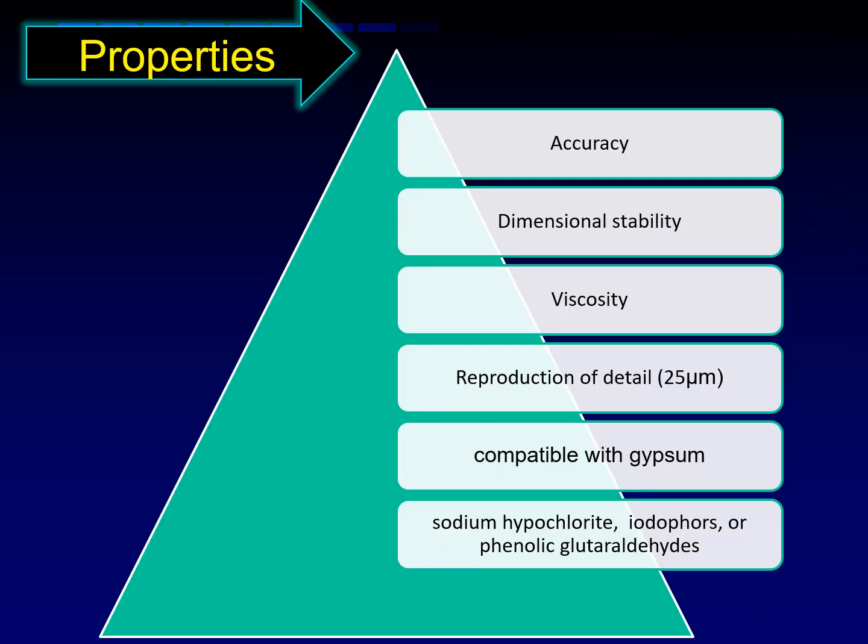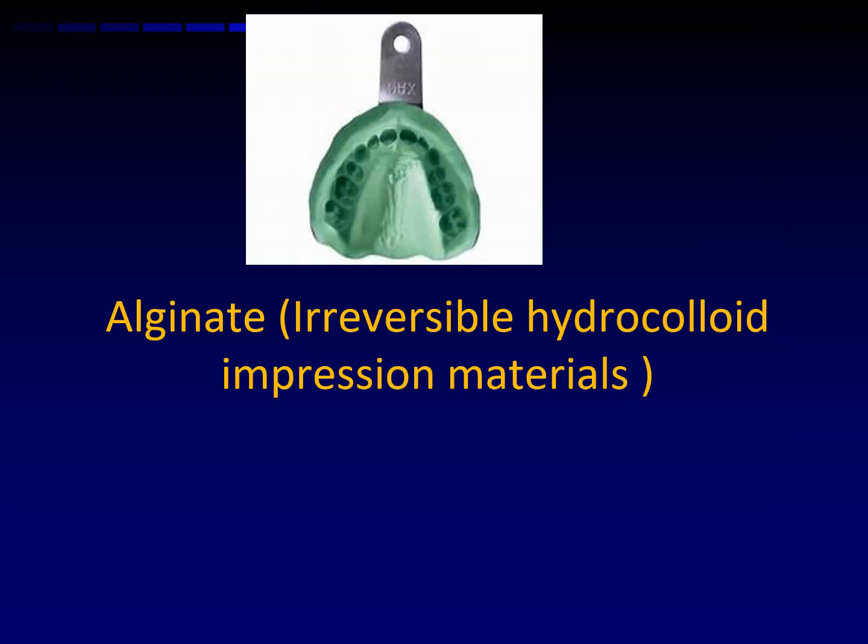Let's see the properties. Agar material records the details accurately. Also, it is a dimensionally stable material. Still, compared to the other materials, it is poor due to imbibition phenomena. It has adequate viscosity to flow into the interdental areas. It will reproduce minute details up to 25 microns. As it is a hydrophilic impression material, it is compatible with gypsum products. It can be disinfected with sodium hypochlorite, iodophor or phenolic glutaraldehydes.